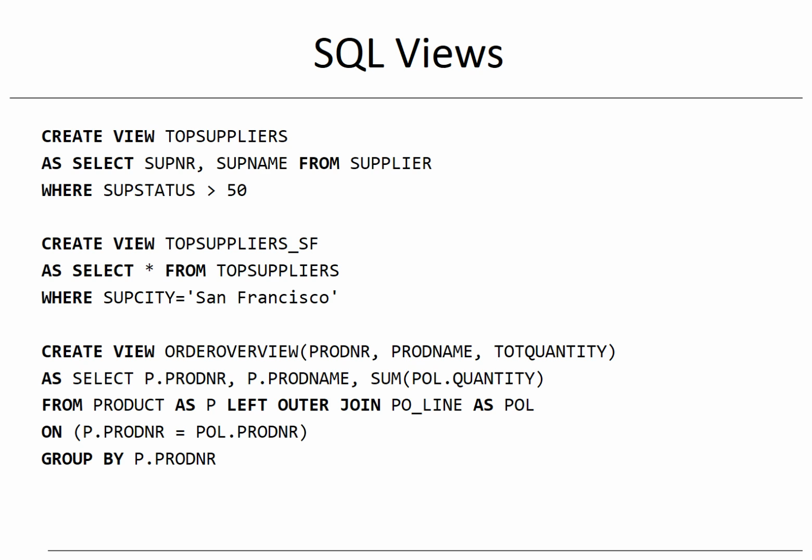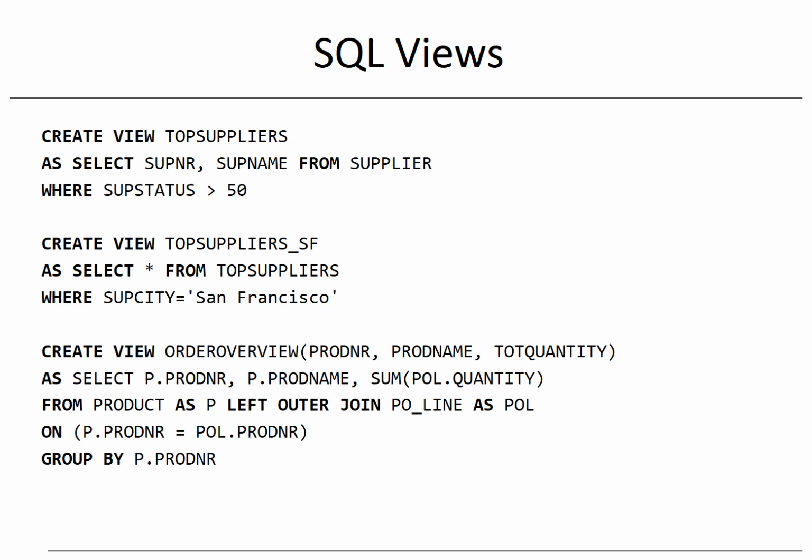Views can be defined using the create view statement. Here, you can see three examples. The first view is called top suppliers and offers the supplier number and supplier name of all suppliers whose status is bigger than 50. The second view refines the first one by adding an additional constraint, subcity equals San Francisco.